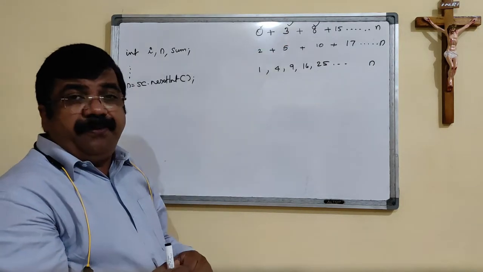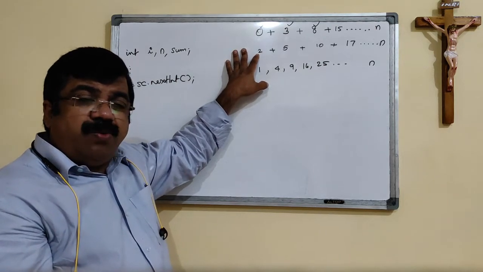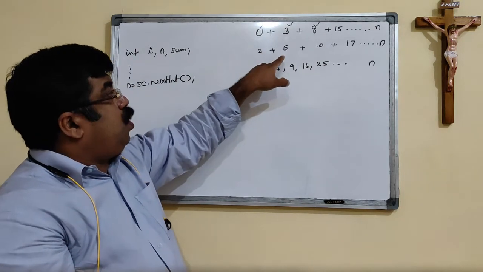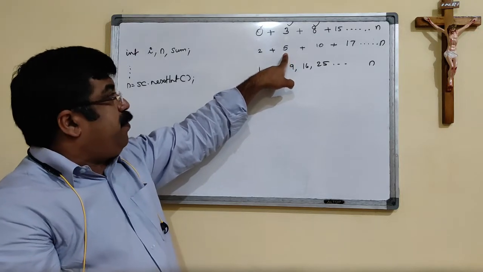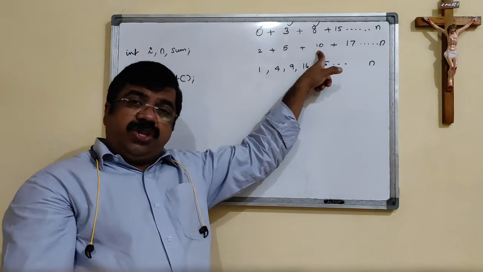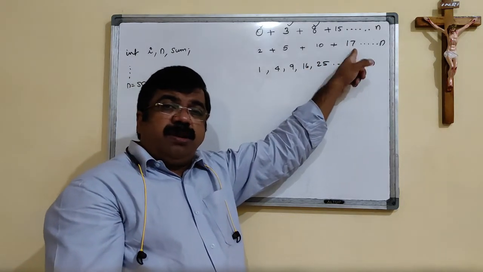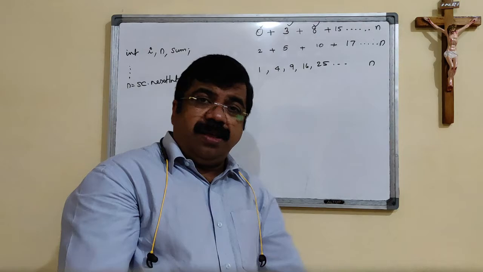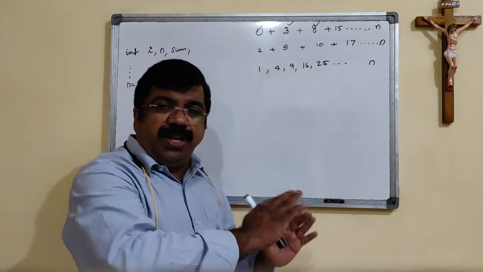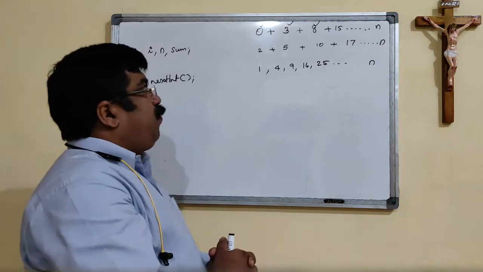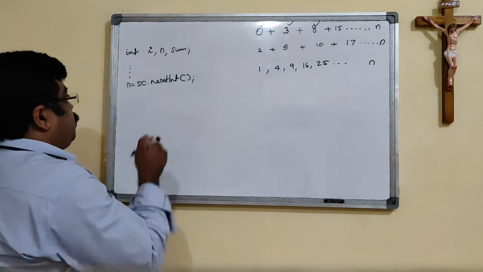2 and 5. This is 1 square plus 1. 1 square is 1, 1 plus 1 is 2. 2 square plus 1 is 5, that is 4 plus 1 is 5. 3 square is 9, 9 plus 1 is 10. 4 square is 16, 16 plus 1 is 17. Okay, this is the logic. So whenever such kind of a series is given, please try to find out a relationship between the digits.